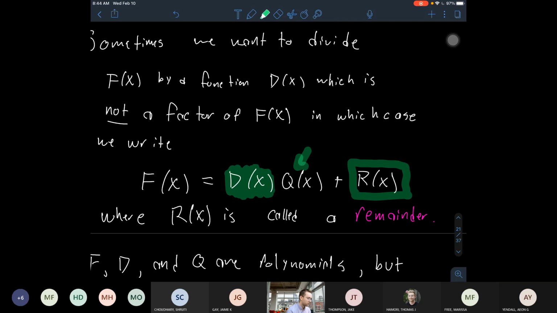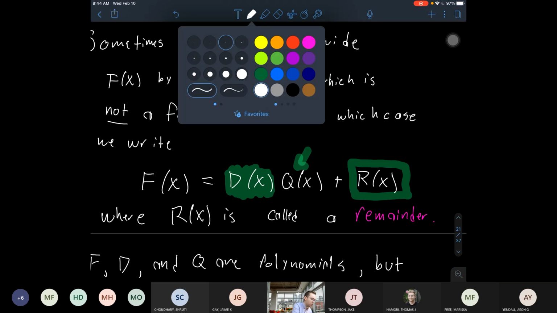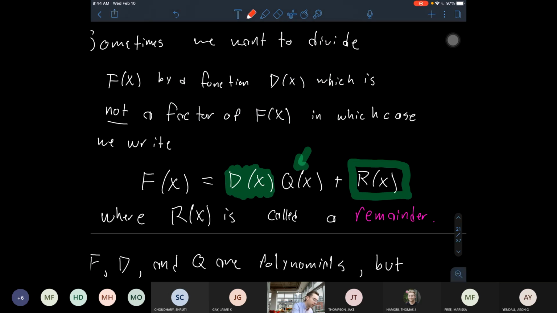Okay, so if d of x doesn't divide f of x evenly, we write f of x equals d of x times q of x plus r of x, right? And this is the same thing as what we did with regular numbers way back in the day. We might have tried to take 8 divided by 6. Well, 6 goes into 8 at most one time, so I would write 6 times 1 plus my remainder, which is 2, right?